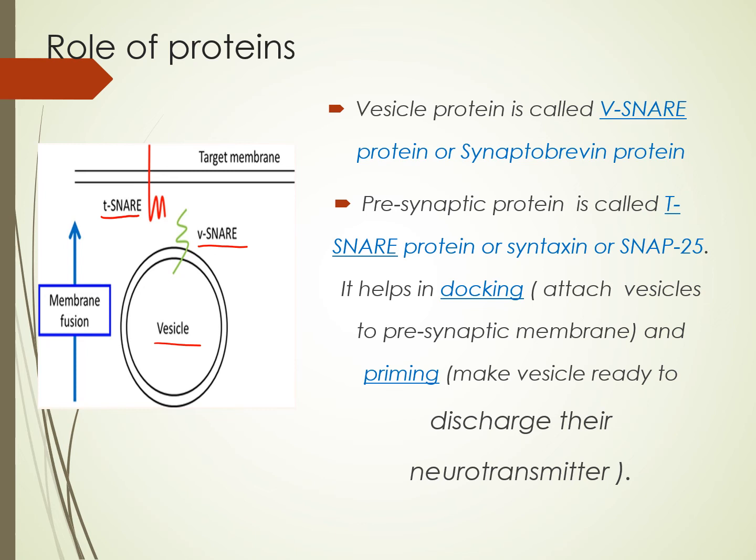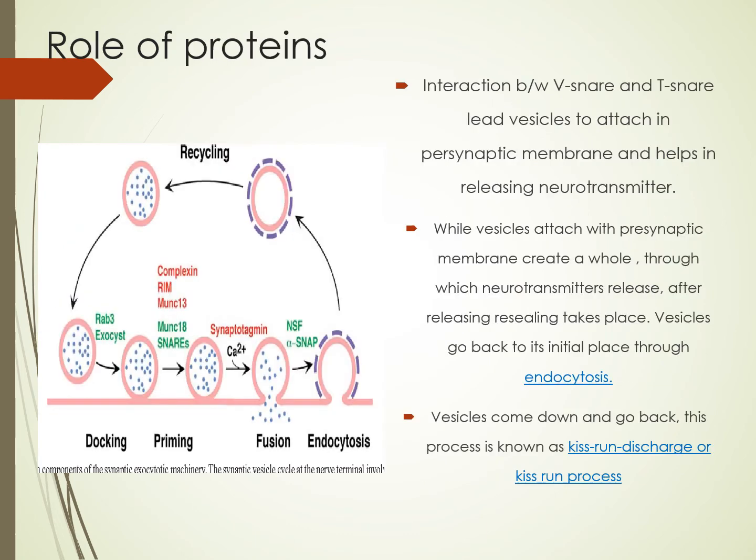It helps in docking. Docking is a process that attaches vesicles to the presynaptic membrane, and it also helps in the priming process. What is priming? Priming makes vesicles ready to discharge their neurotransmitters. So action potentials in this particular diagram flow from here to here. Now the interaction between the v-SNARE and t-SNARE leads vesicles to attach to the presynaptic membrane and helps in releasing neurotransmitters.